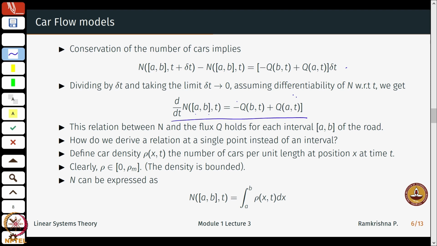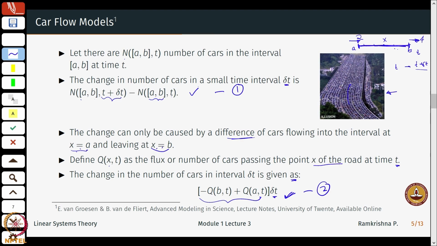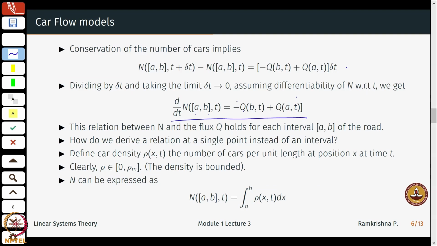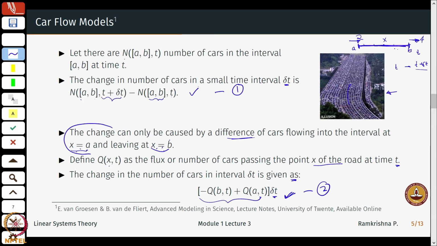So, what I have done is I have just written down a model for this statement here. The change can only be caused by a difference of cars flowing into the interval at x equal to a and leaving at x equal to b, right. So, if these two are equal, then d by dt of n is 0. So, I just have a nice looking model for this statement. This statement I know is always true, right, it is just basic observation.